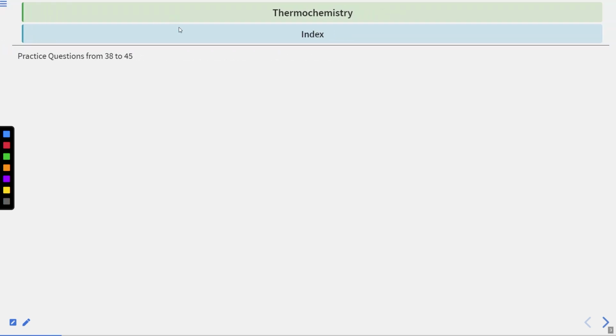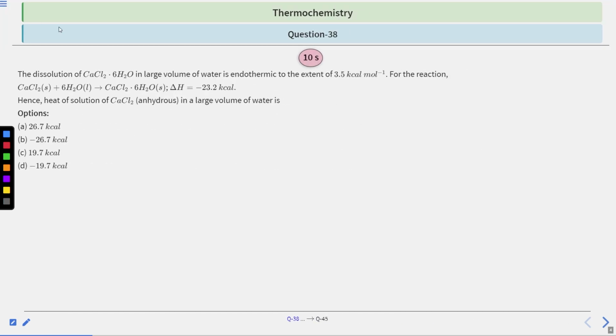Okay, so we have the index and we are going to see some practice questions today from question number 38 to question number 45. Okay, let's start with question number 38.